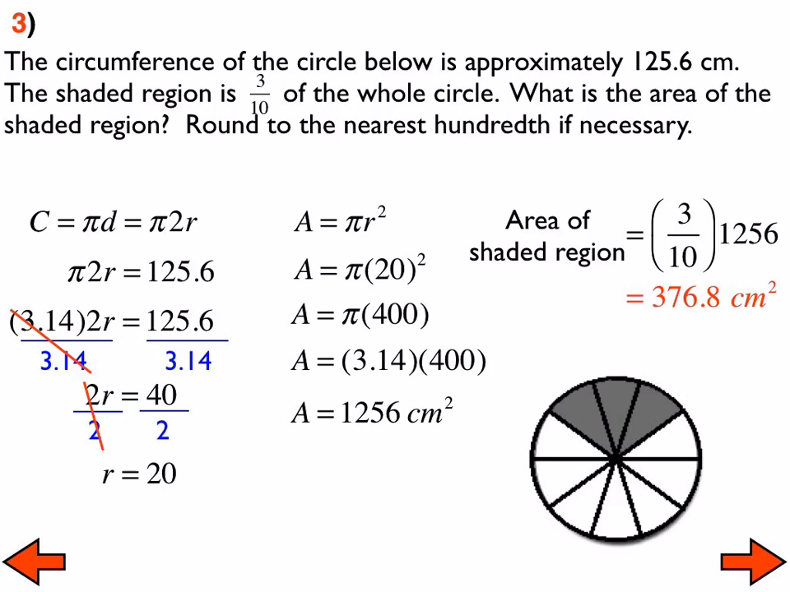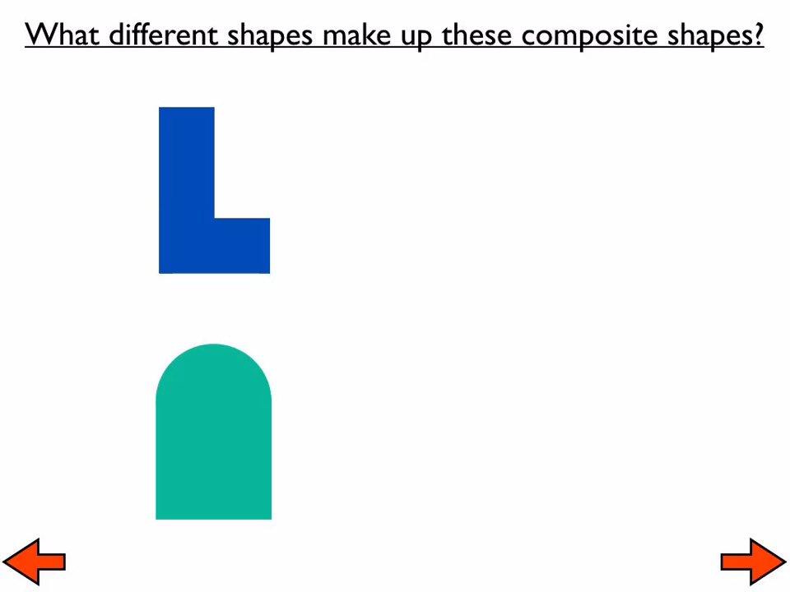All right, so we talked about parts of circles. Now let's talk about different shapes or parts of different shapes that are connected together. Now these shapes are not in your notes. I just want you to look up here. So what different shapes make up the composite shape? So let's talk about the blue shape that looks like an L. What shapes make up that shape? What shapes? Yeah.